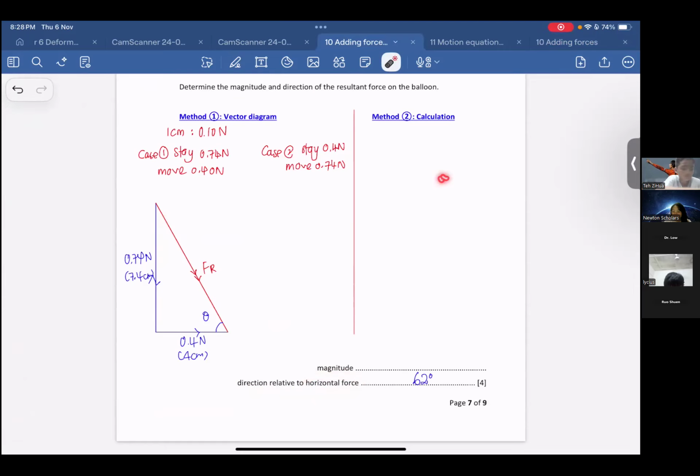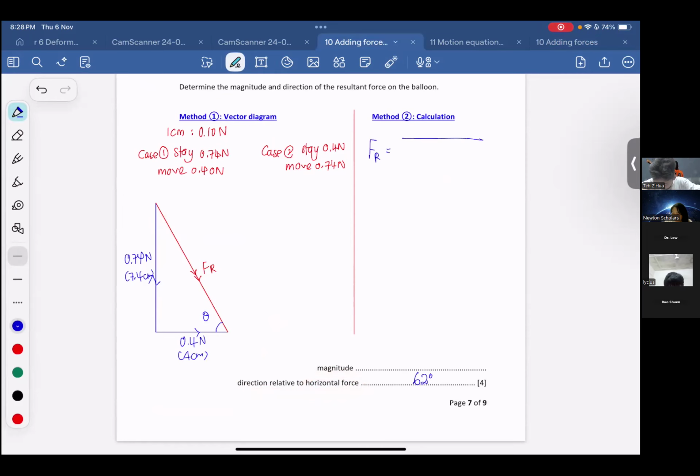But how about calculation? Calculation will be much easier. So how do you find the resultant force? Can you use your Pythagoras theorem to do the calculation? 0.4 squared plus 0.74 squared. Calculate what your resultant force is. Then what is your angle?